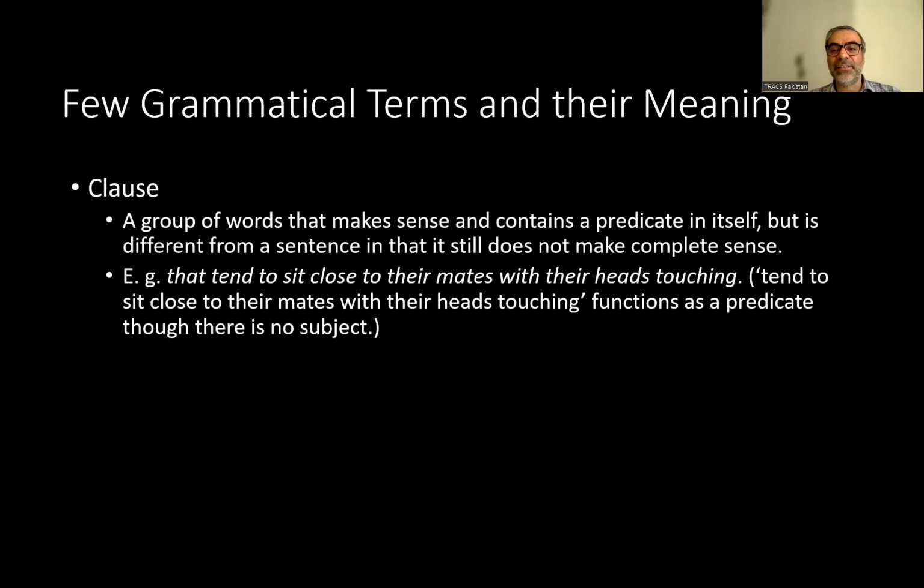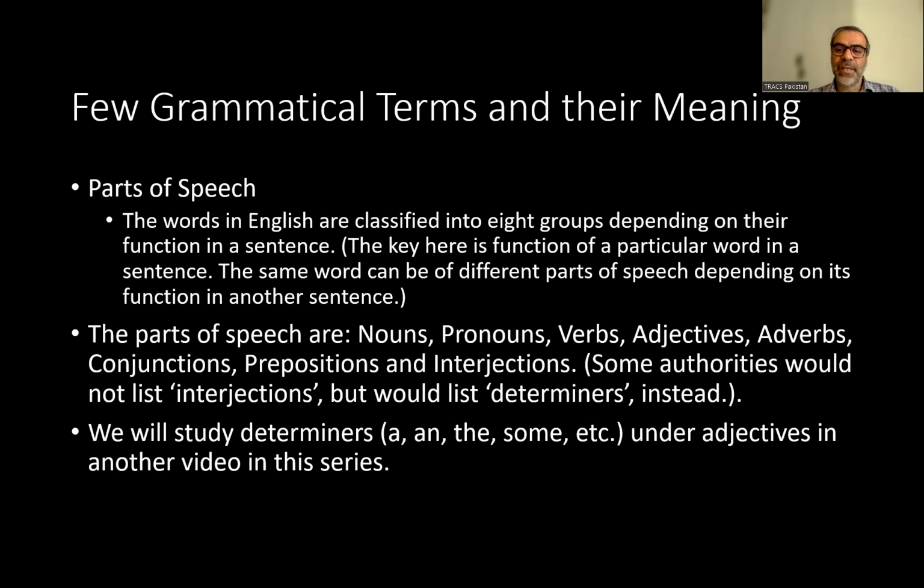So the parts of speech are nouns, pronouns, verbs, adjectives, adverbs, conjunctions, prepositions, and interjections. Some authorities in English would not list interjections, but would list determiners instead. We will study determiners like a, an, the, some, etc. under adjectives in another video in this IELTS grammar series by TRACS. So stay tuned for that video.